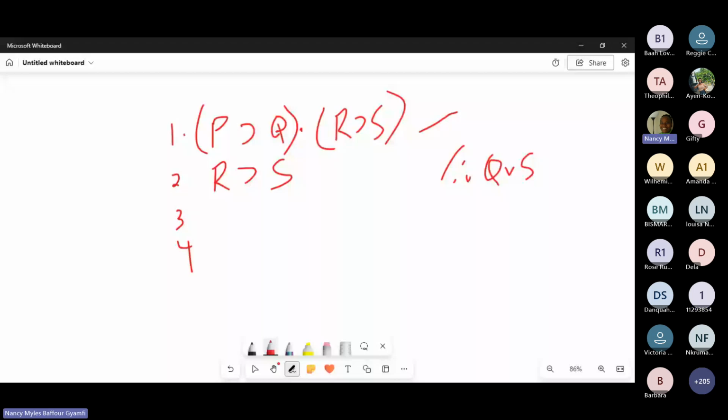I'm saying that if I originally had line 1 like this, and it is a conjunction, we know what conjunction says. We can simplify one of the conjuncts, isn't it? So if we were simplifying line 1, we could have P conditional Q as one of our conjuncts, or R conditional S as one of our conjuncts. Is it okay?